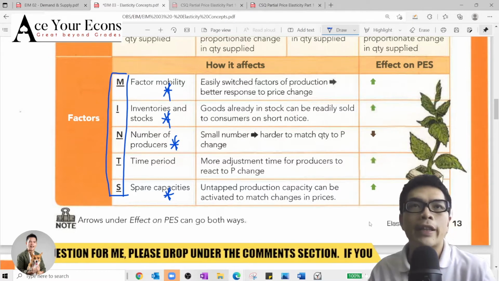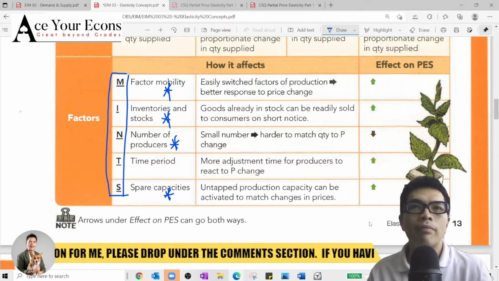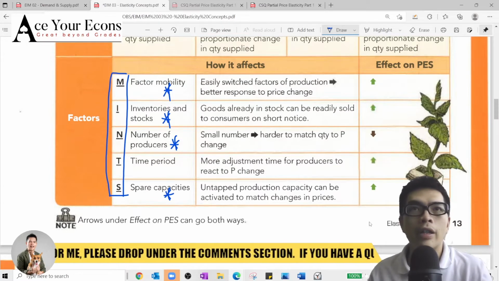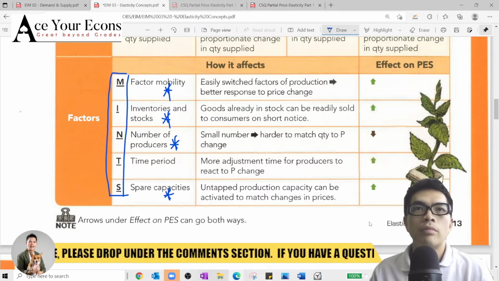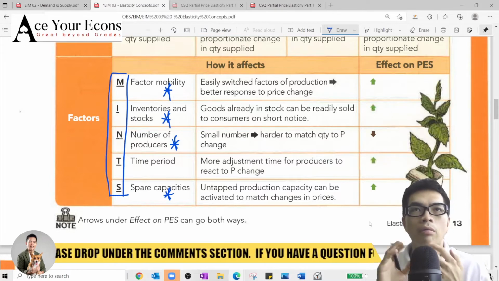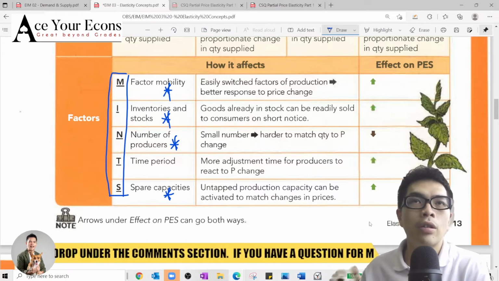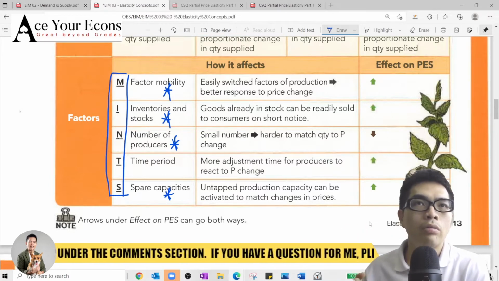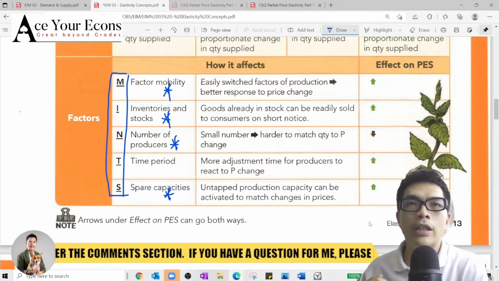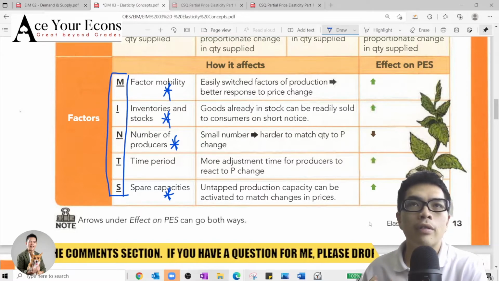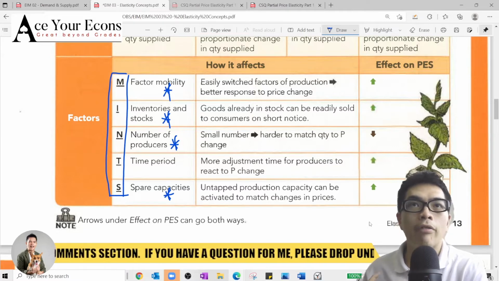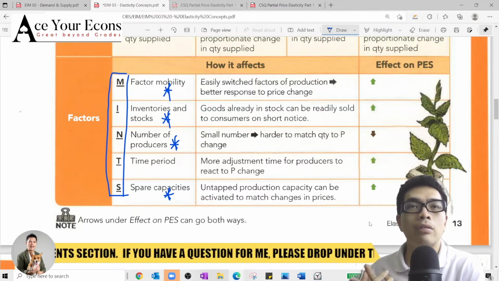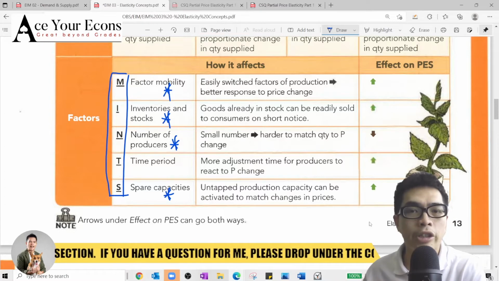What is factor? Factor means what? Your factor of production, right? Agreed? So, what are the factors of production that we are still concerned about? Remember, I covered this in the very first lesson, right? What are the resources? Land, labor, capital, and entrepreneurship.